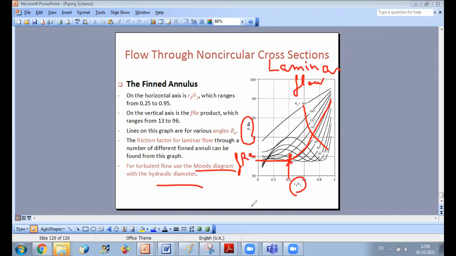Okay. Any question on this? So this is the end of this chapter. In the next chapter, we will start an optimization process for the design of piping systems.